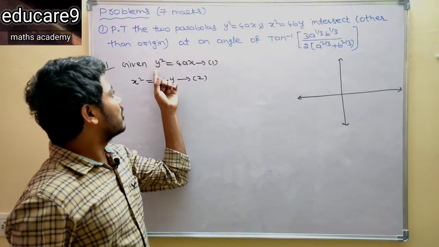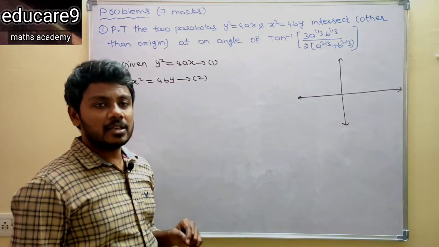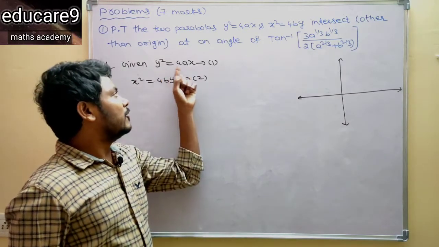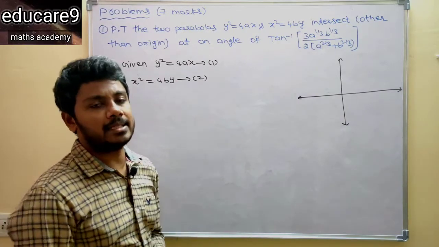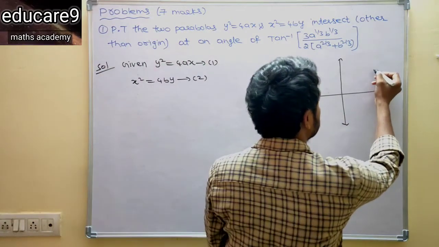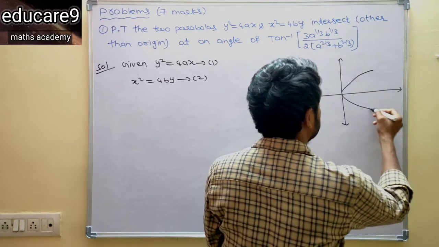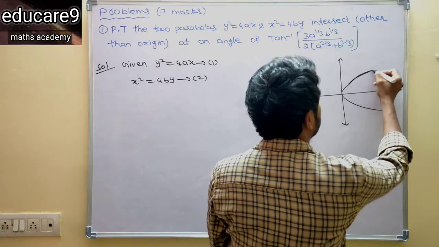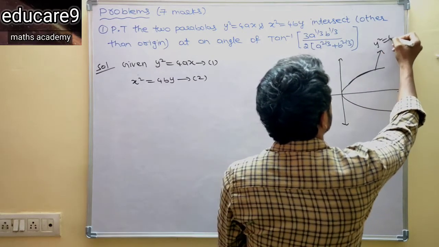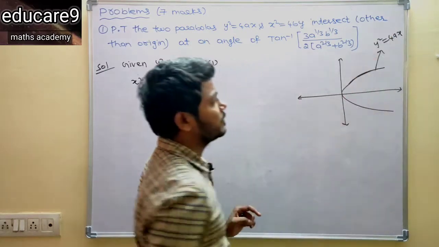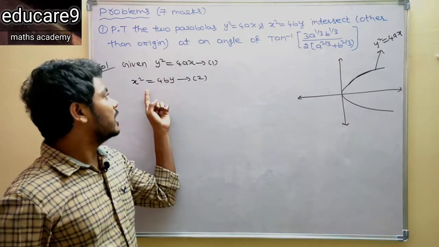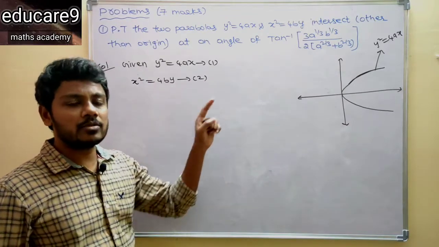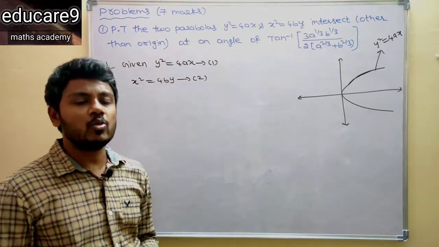See your first parabola y square equal to 4ax. So clearly, graph of this parabola opens along the positive x-axis. So this is y square is equal to 4ax graph. See the next parabola, x square equal to 4by. So clearly, graph of this parabola opens along the positive y-axis.